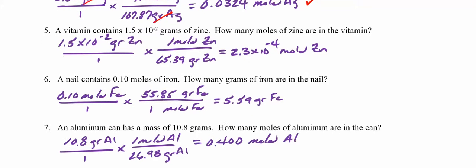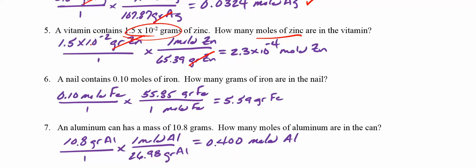It says a vitamin contains 1.5 times 10 to the minus 2 grams of zinc. Let me circle that, because that's the number I've been given. How many moles of zinc are in the vitamin? So I'm going to take what I know, the 1.5 times 10 to the minus 2, and put it over 1, just like that. Whatever unit is in the upper left-hand corner goes in the lower right-hand corner. They'll cancel, leaving me with what I'm looking for, moles of zinc in the upper right-hand corner.